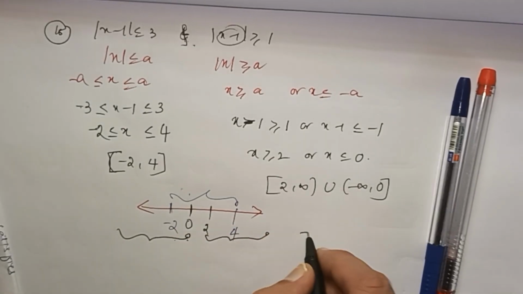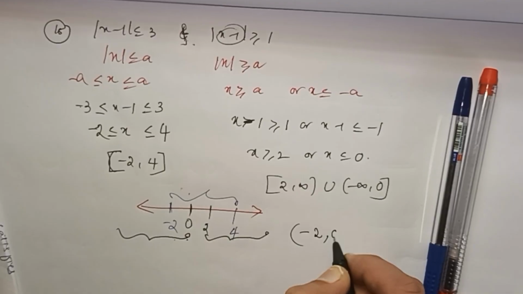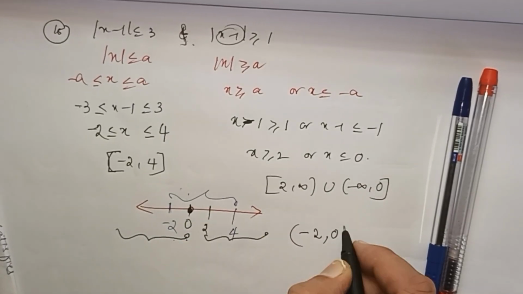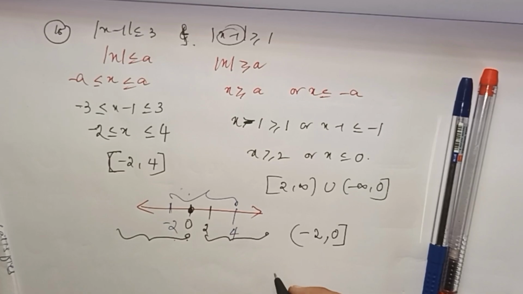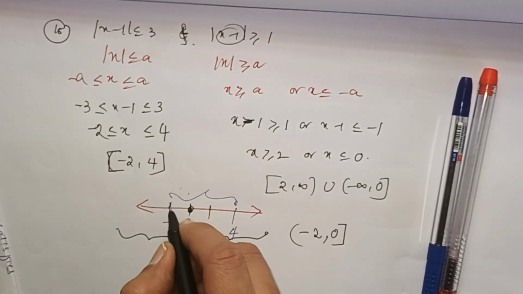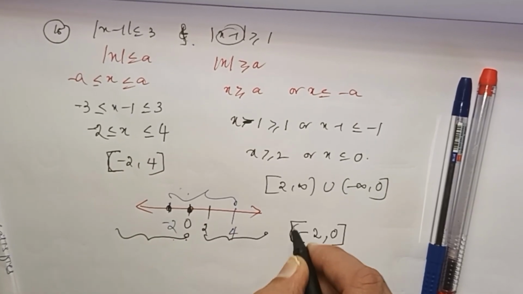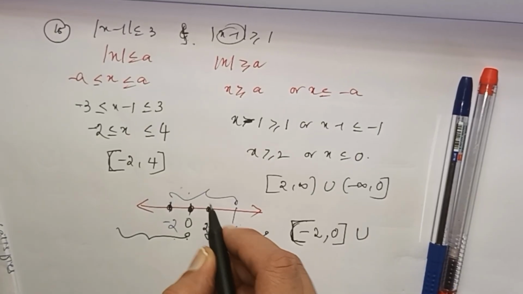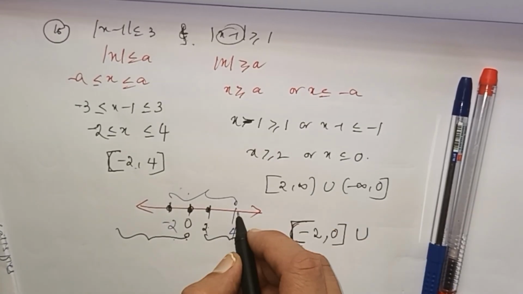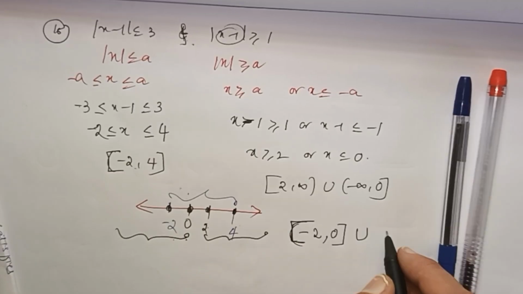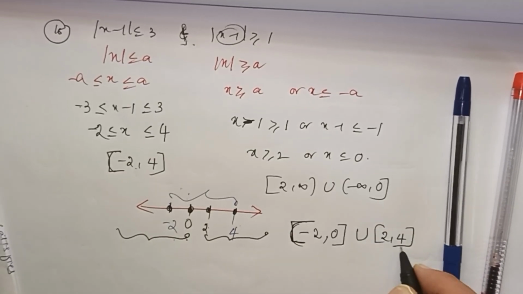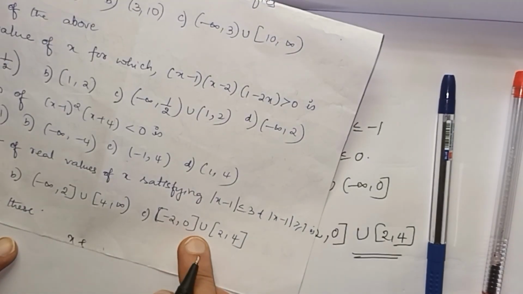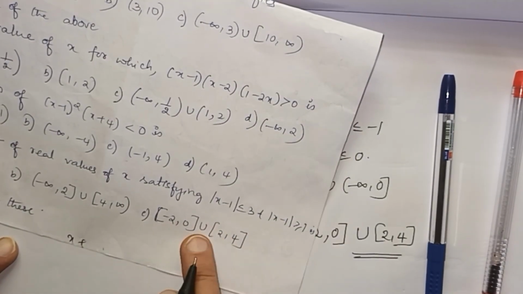So that is minus 2 comma 0. 0 is included in both the cases, so 0 is included. Minus 2 is also included in both the cases, so minus 2 is also included. And union, then 2 to 4. 2 is included here, 4 is also included in both cases, so closed interval 2 comma 4. This is the solution. So minus 2 comma 0, both are closed, 2 comma 4, both are closed.